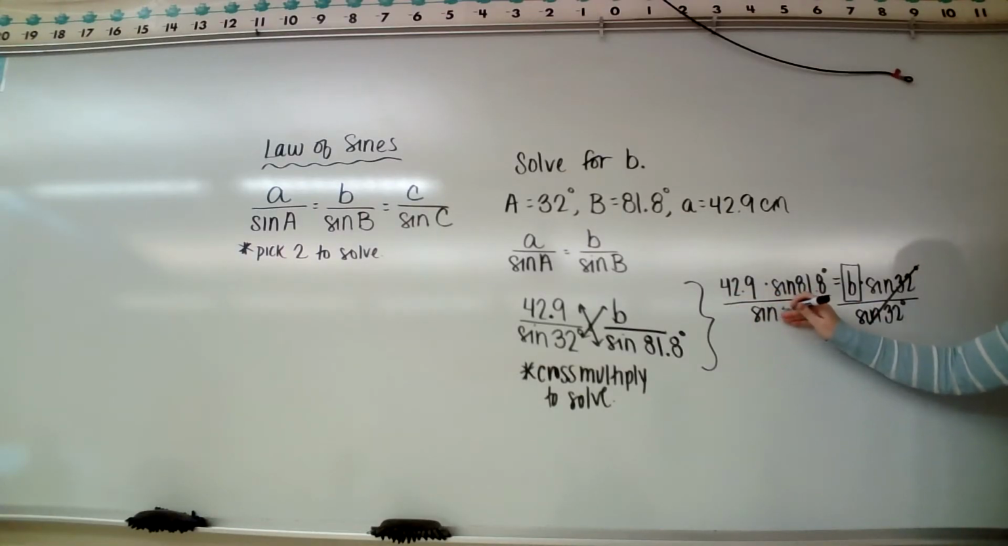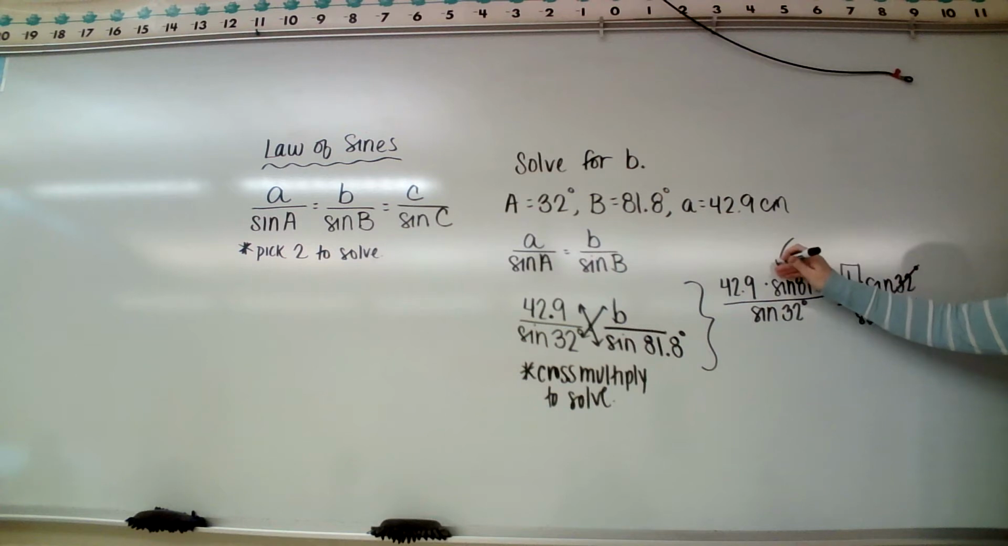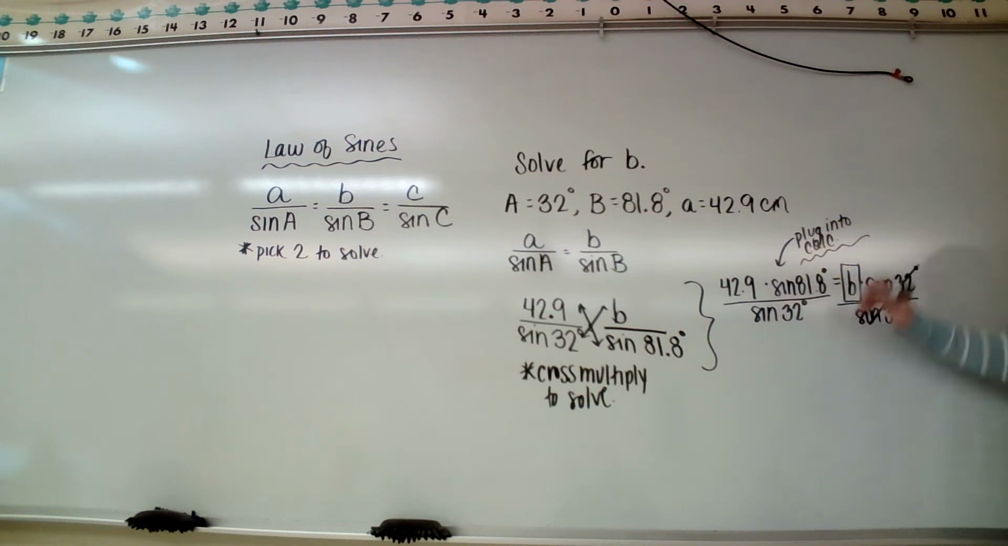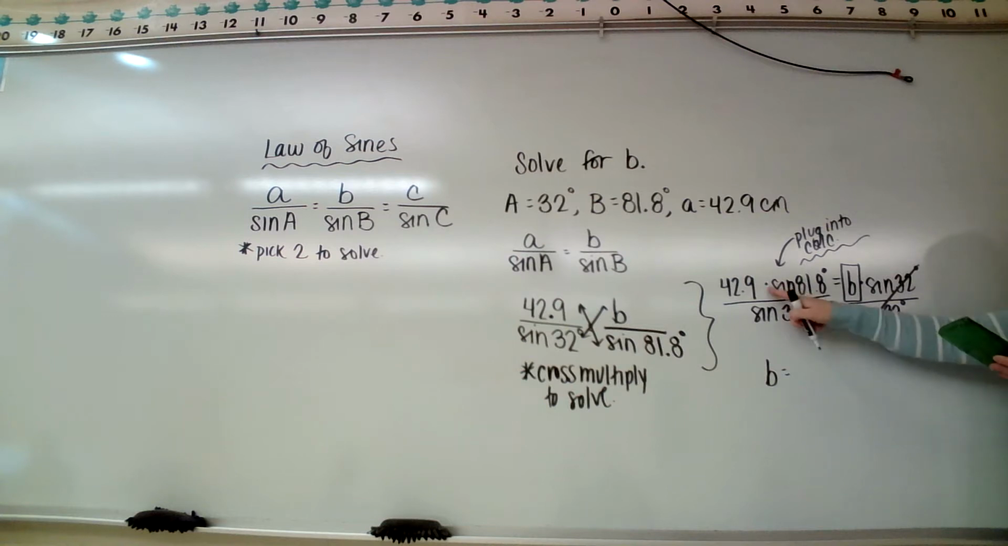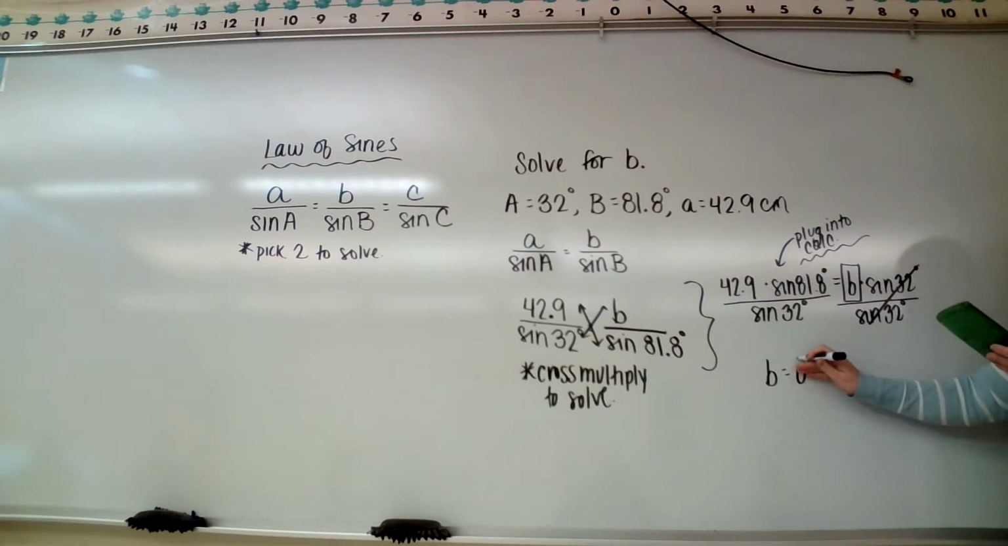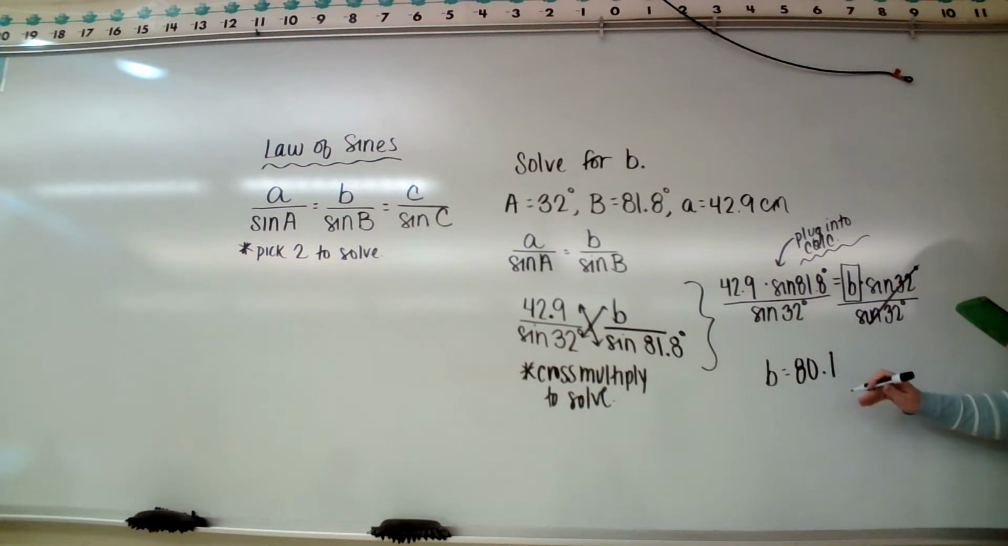Sine of 32. And then I'm going to plug this into my calculator. So there's a little bit of the setup, but to get most of the work and to get that final answer, it's all calculator. Let me make sure I'm in the right mode. I am. Okay, 42.9 times sine of 81.8. I always press enter just to make sure that's the top. Okay, enter. And then I'm going to divide by sine of 32. And b is going to come out to 80 point, I'm going to round to 1.3. And that would be centimeters.